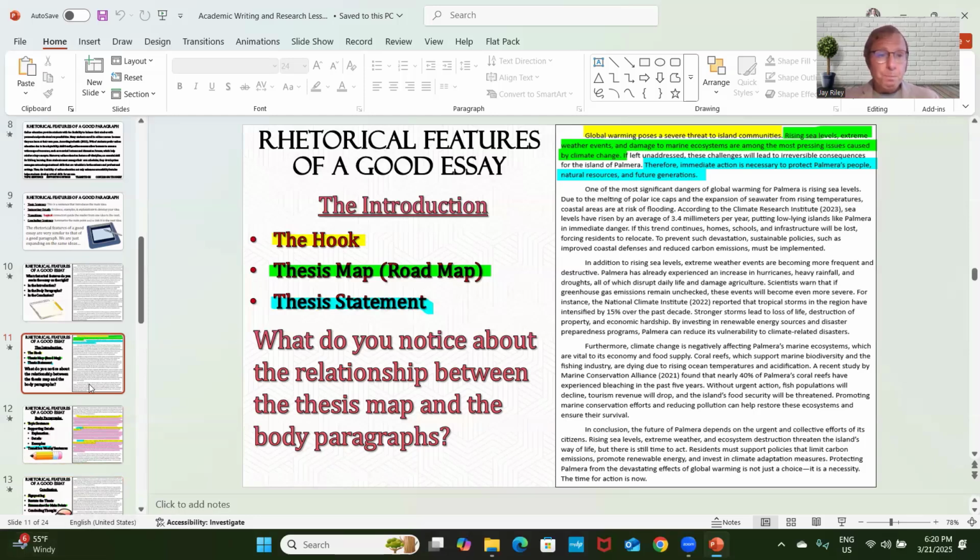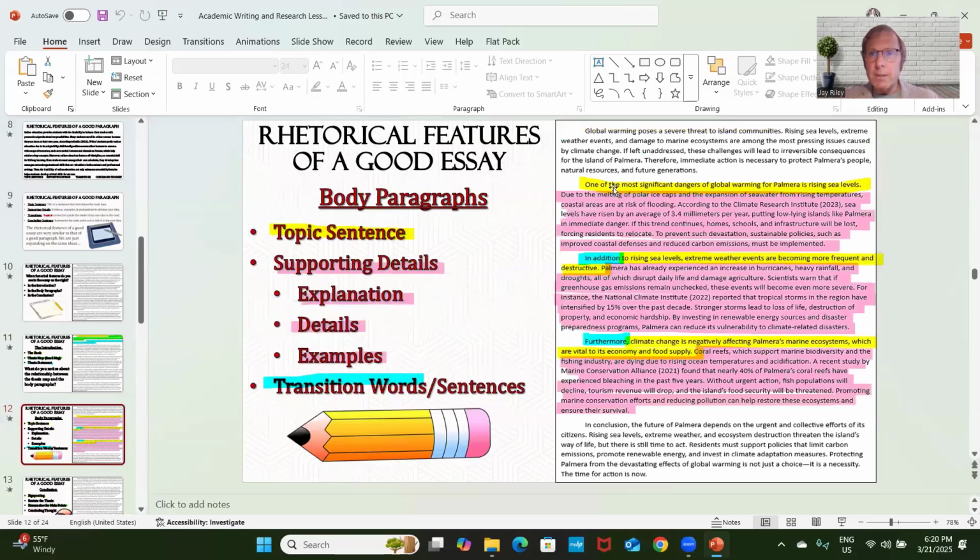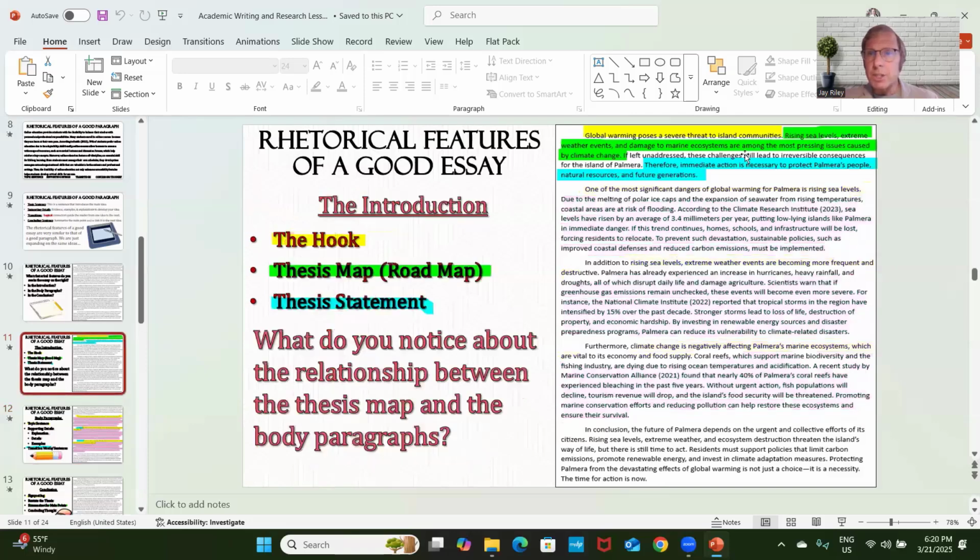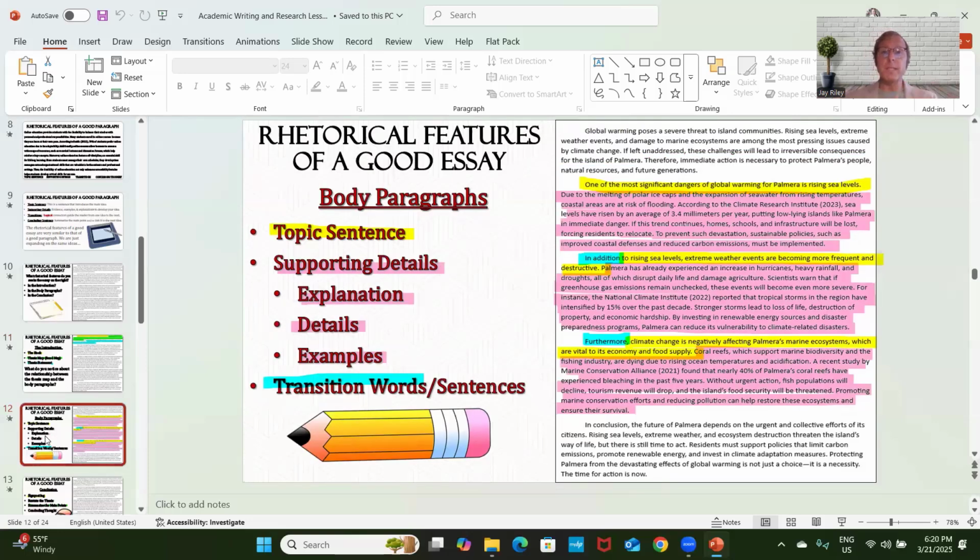So as we go here to our body, we see in yellow the topic sentences. They match what we see here in green, right? So there's that relationship between the topic sentences in the body paragraphs and the thesis map in the introduction. In blue, we've got these transition words and phrases in addition to rising sea levels. Furthermore, and then in pink here, we've got our supporting details. And we can see the author cites evidence, lots of statistics, very, very well argued.